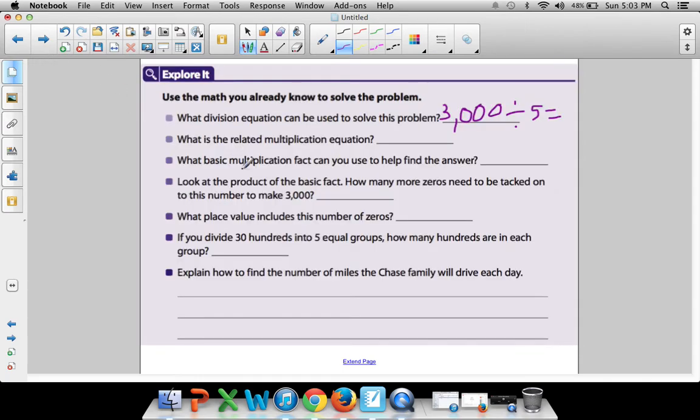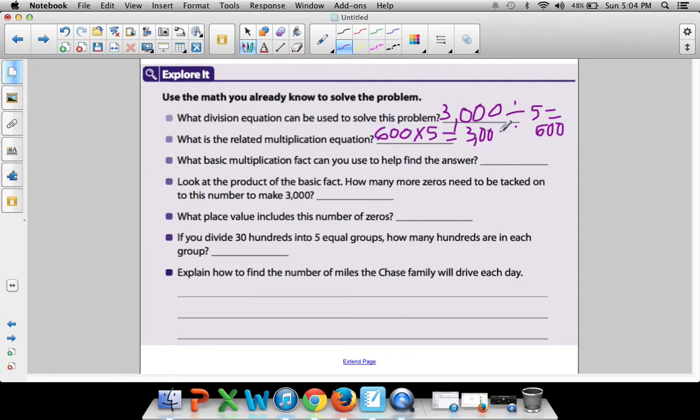So we go back to these questions, and 3,000 divided by 5 equals 600 is our answer. What is the related multiplication equation? Well, division and multiplication are inverse operations. They're like mirror images. So you just have to work backwards. Take that 600, multiply it by 5, and that equals 3,000.